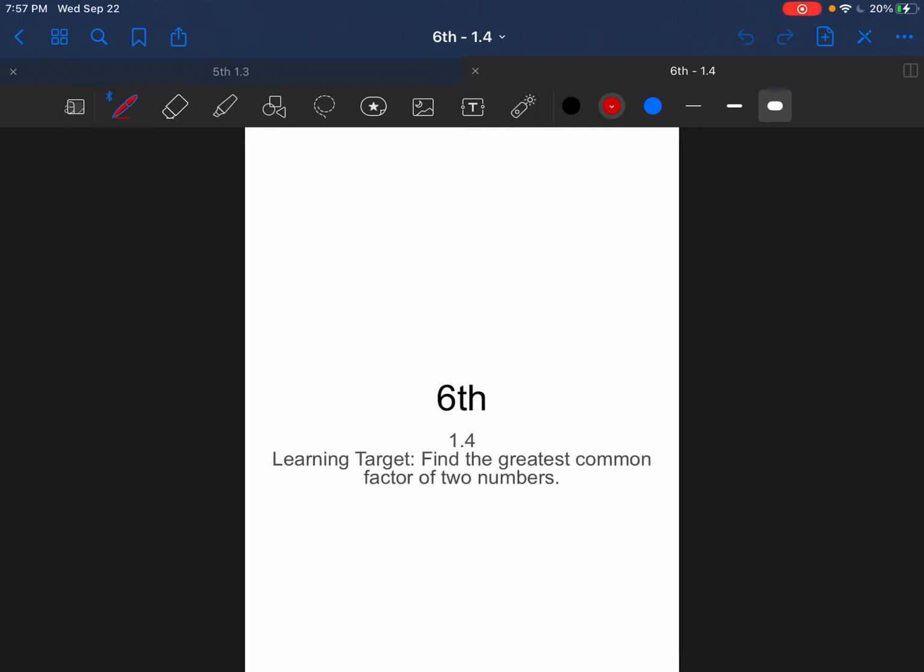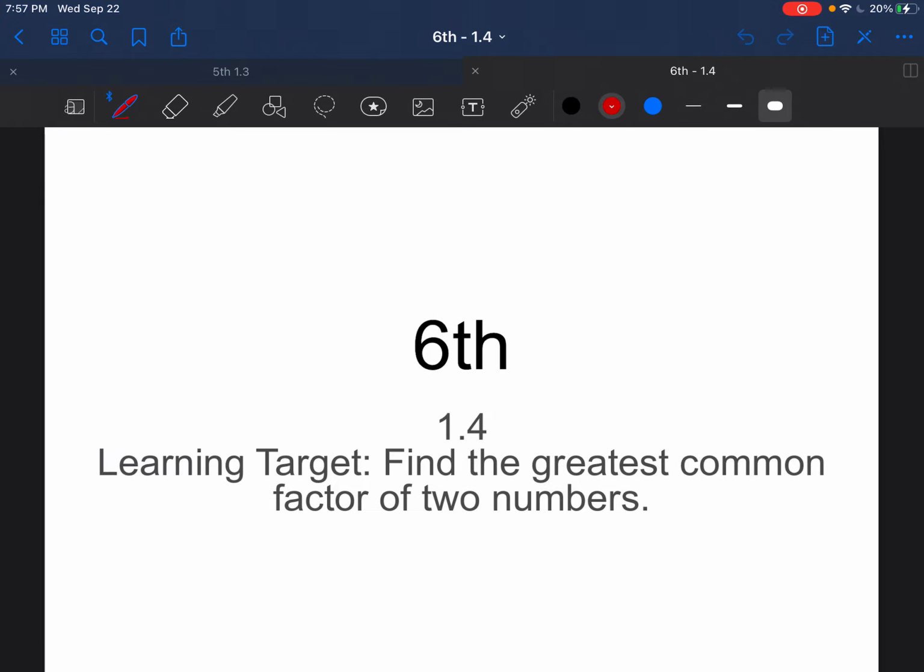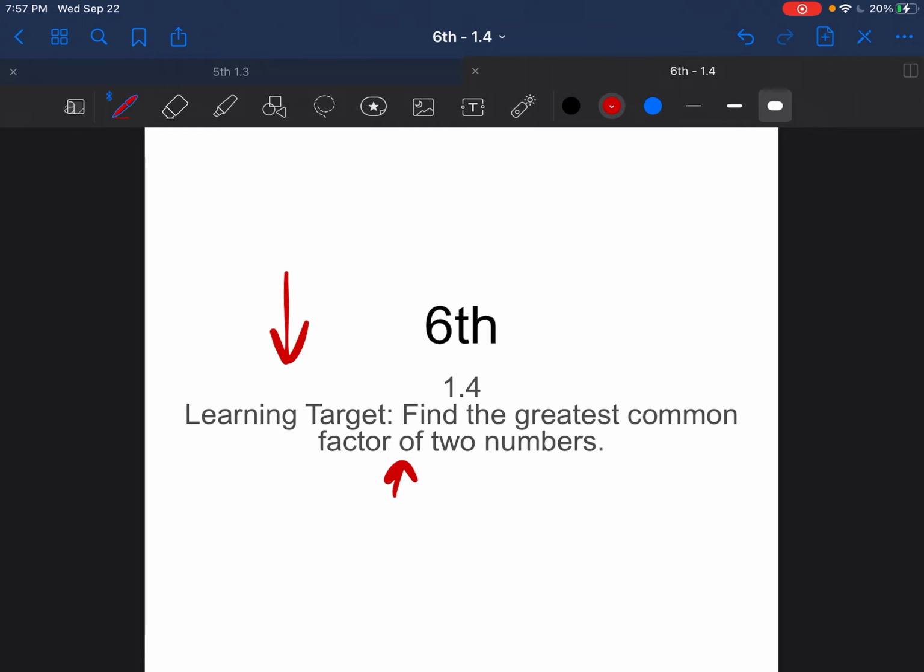Hello everyone, this is chapter 1, lesson 1.4. In this lesson today, we will be finding the greatest common factor of two numbers. We will be using two methods to solve this. Please make sure you write this down, copy this down. I'll say this again, we're going to be using two methods.